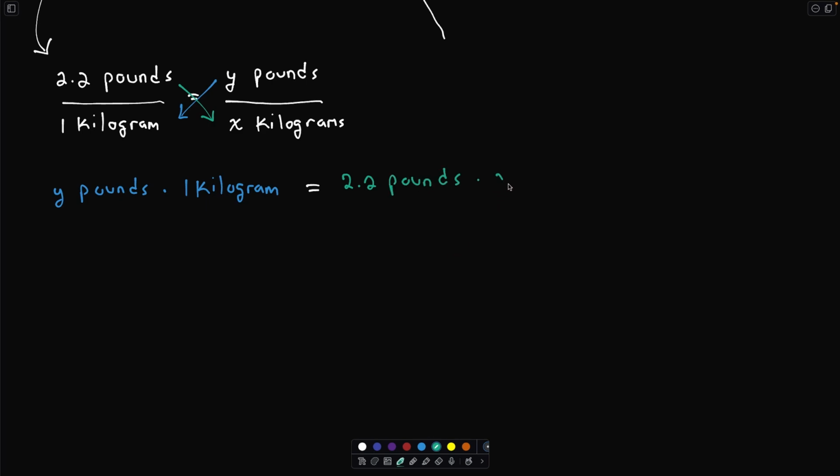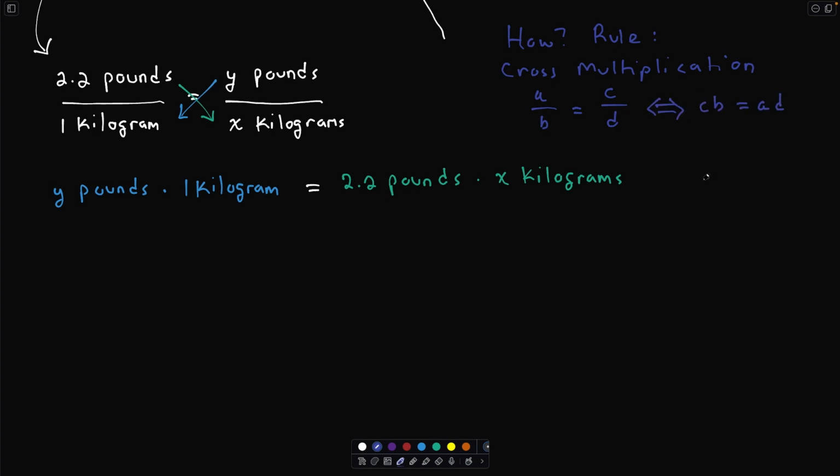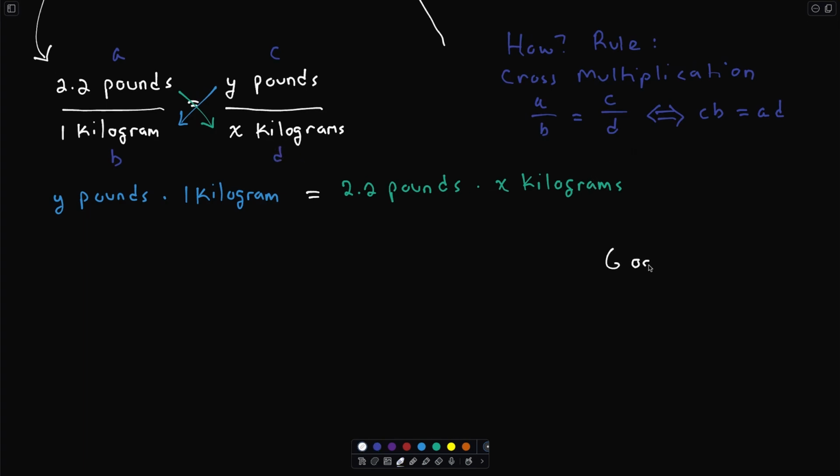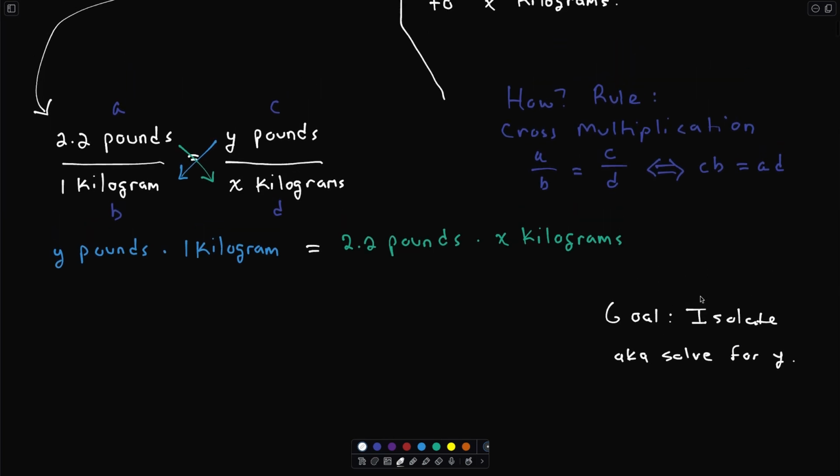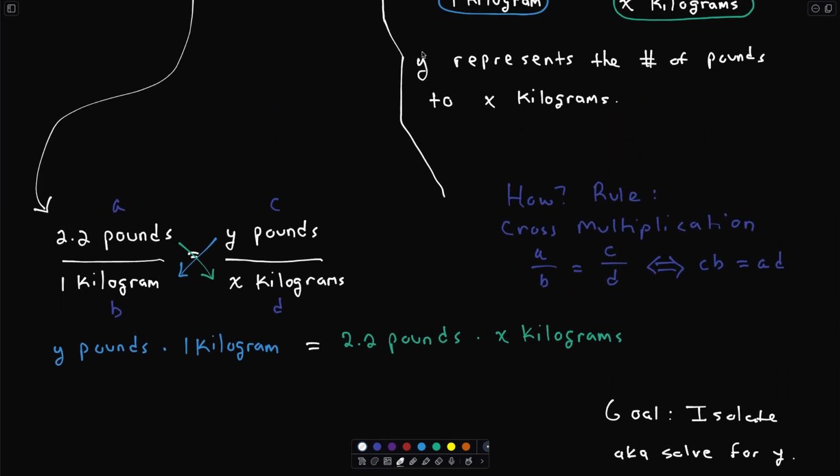times X kilograms. Now you might be wondering, how can I do this? We have a rule for cross multiplication. Remember, rules are important. If you have A over B equals C over D, that could be the same thing as C times B is equal to A times D. Where 2.2 pounds is your A, 1 kilogram is your B, C is your Y pounds, and D are your X kilograms. So our goal now is to isolate, aka solve for Y. Because remember, Y represents the number of pounds to X kilograms.